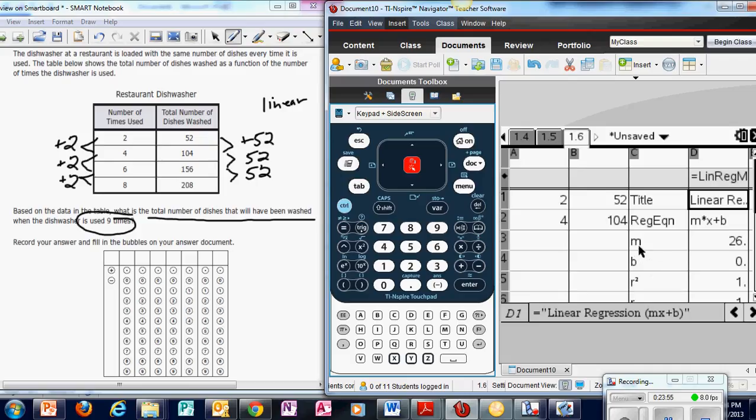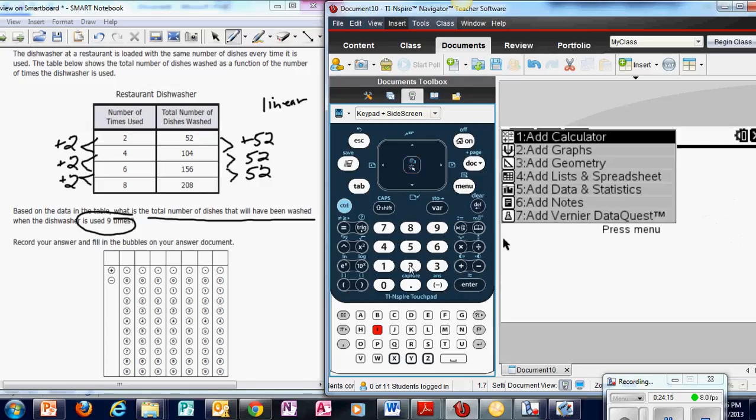So now, the slope is 26. The y-intercept is 0. Don't worry about this. It has nothing to do with what we're doing. And I want to graph it because I want to pull a table and I want to see the value for 9. So how do I graph it? Sorry.